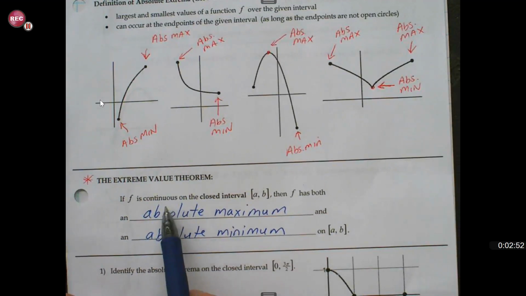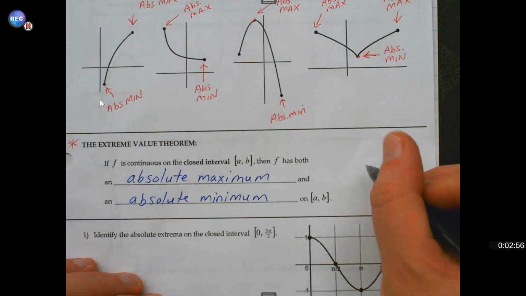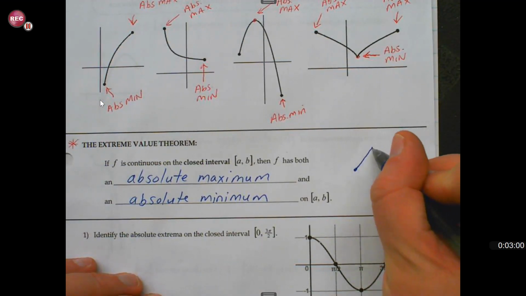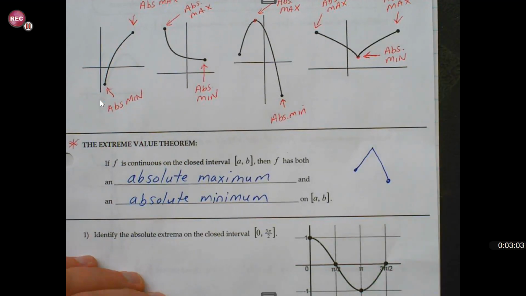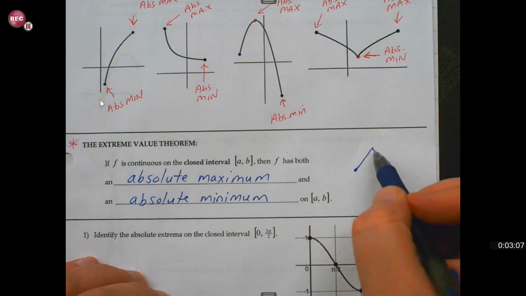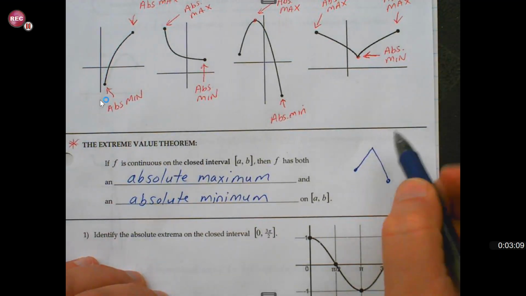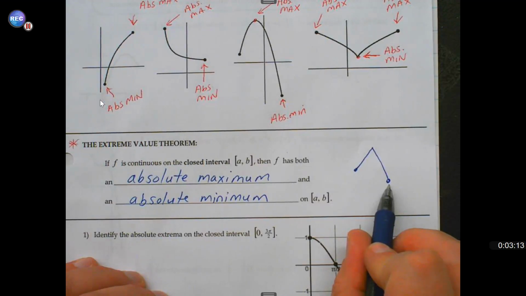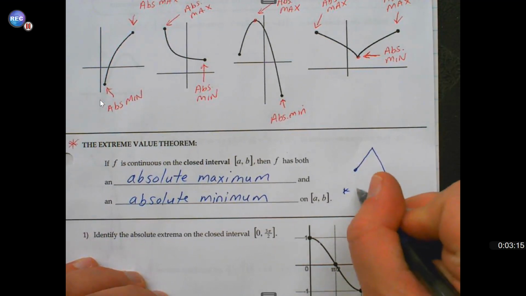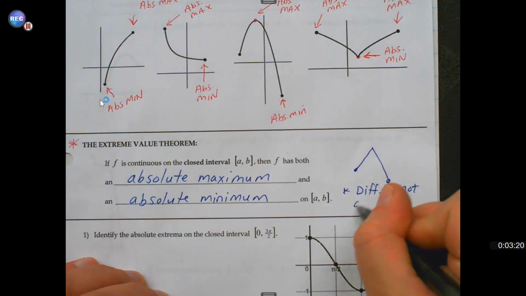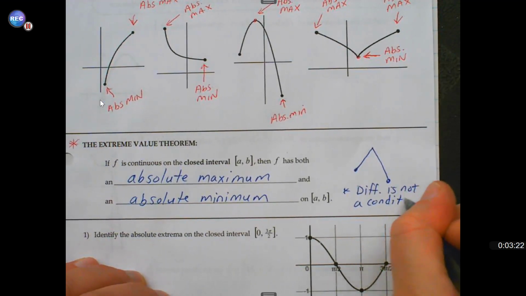Now, notice with this one, there's no condition for differentiability. So if you had a function that's like a portion of an absolute value graph, even though it's not differentiable at that sharp corner, it still could have an absolute max there. So in that case, this would be an absolute max, and here would be our absolute min. I'm just going to make a note: differentiability is not a condition of the theorem.